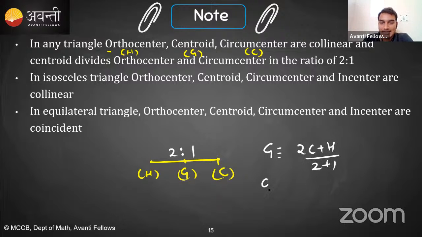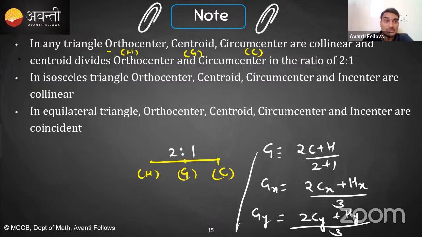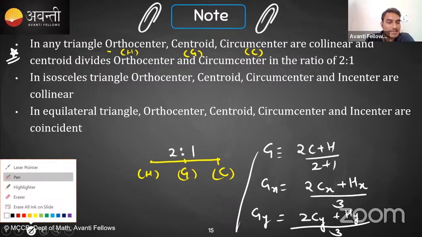Means the x coordinate of the centroid will be (2 into x coordinate of circumcenter plus x coordinate of orthocenter) upon 3. The y coordinate of the centroid will be (2 into y coordinate of circumcenter plus y coordinate of orthocenter) upon 3. Always. So this is a very important note. Sometimes you will find the centroid and orthocenter and then have to find the circumcenter, so there is no need for a formula. Just use the section formula and you will get the answer. So this is for all types of triangles.